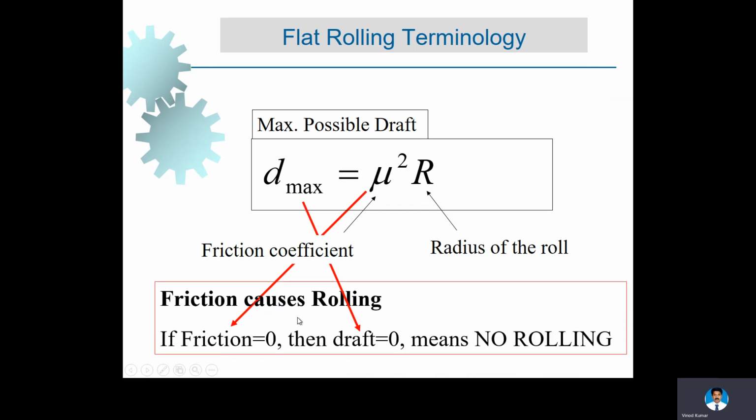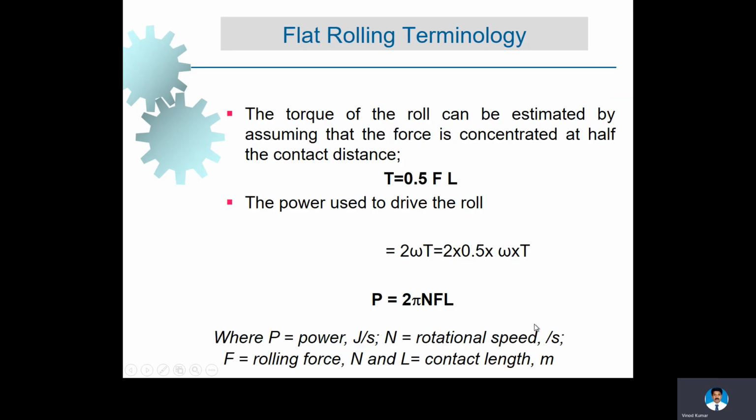As you could see here, friction causes rolling. If there is no friction, mu will be 0. Mu 0 means draft becomes 0. That means no rolling takes place. Whenever there is no friction, there is no draft and no rolling. So this is all about part 1.